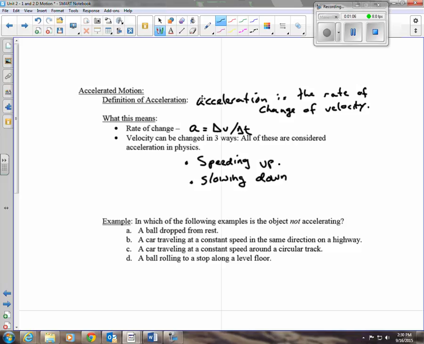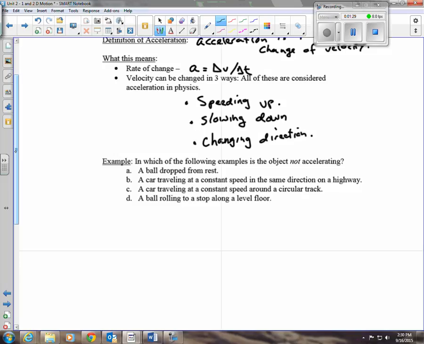And the third way is a little bit subtle. Remember, velocity is a vector, so if I change direction, I'm changing the velocity. So that's an acceleration too. Right now we're talking about motion in one direction, so we're really just going to be doing the first two bullets. We will eventually get to change of direction.